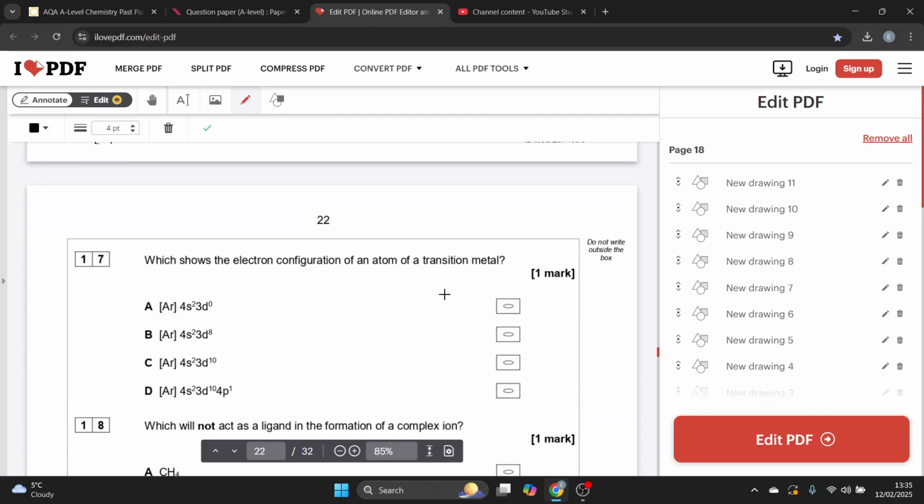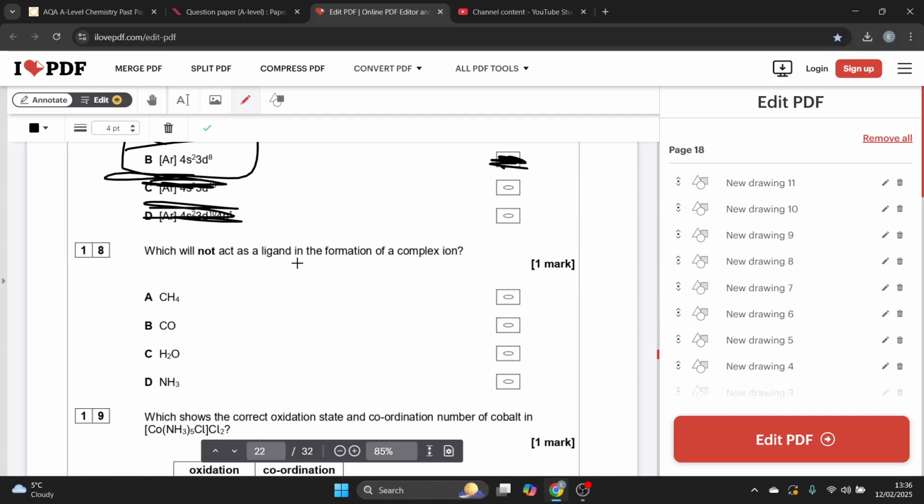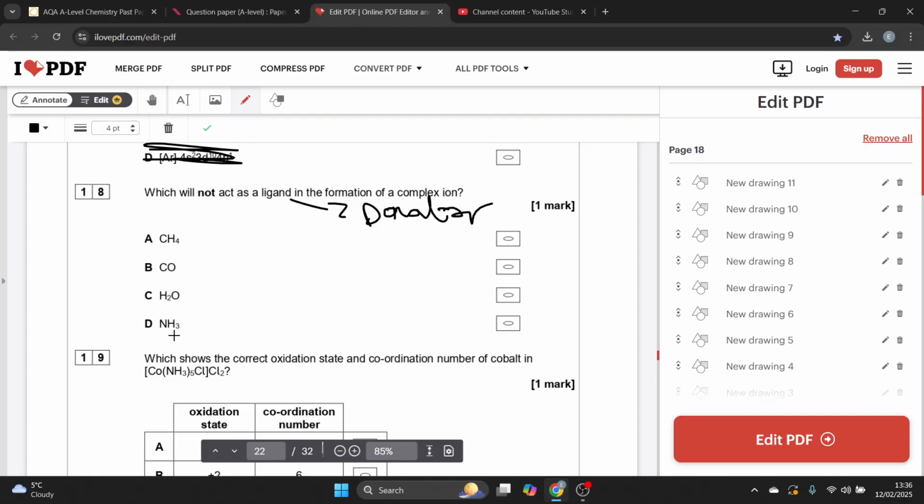Question 17, which shows the electron configuration of an atom of a transition metal. Now it's not going to have a full 3d10 orbital, and it's not going to be completely empty. It's going to be almost full. So B. Which will not act as a ligand in the formation of a complex ion? So it's a donor, right? CH4, which will not act as a ligand.